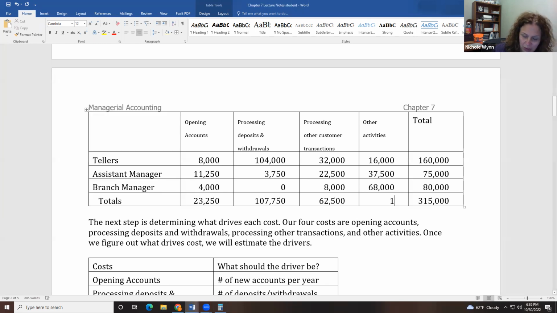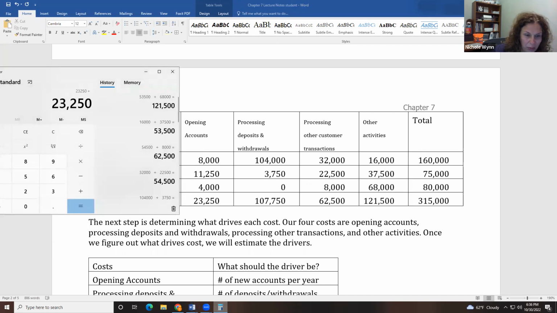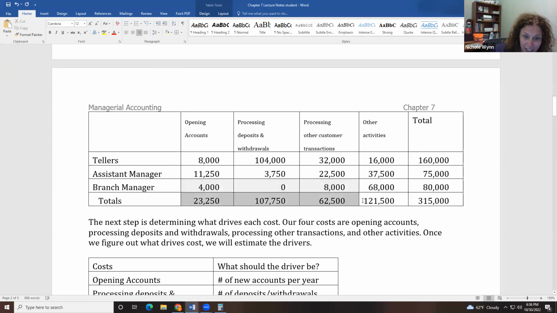121,500. Now, if I've done my math right, which I'm a little nervous that I haven't, because for one thing, I'm tired, and another thing is you guys aren't here to check my math while I'm going, but I did add it across right here and it did equal 315. So I feel good. Okay.